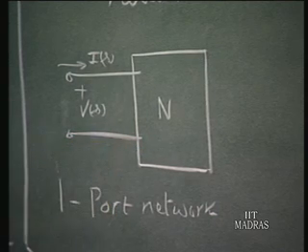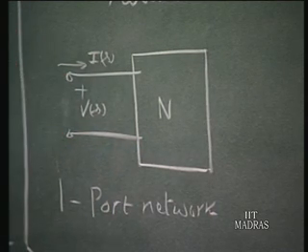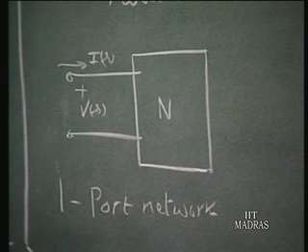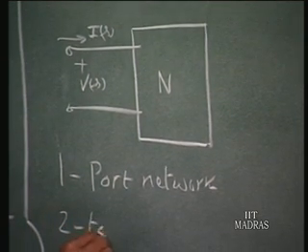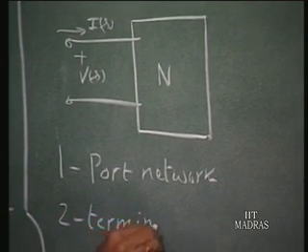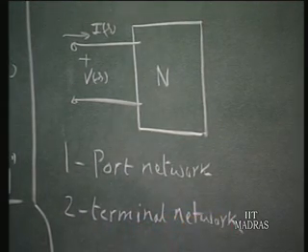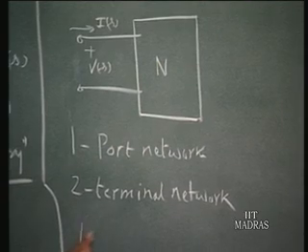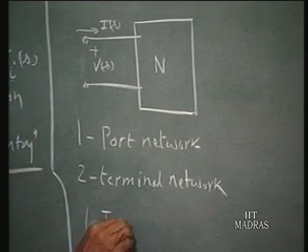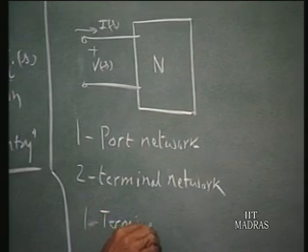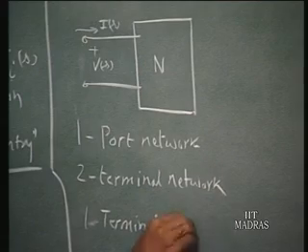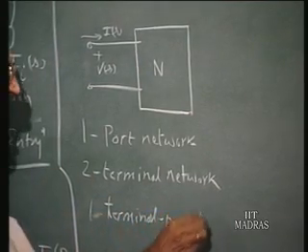That means this network is connected to an external source at these two terminals, and the response is also measured at these terminals. This is also called a two terminal network, also called a one terminal pair network. All are one and the same.